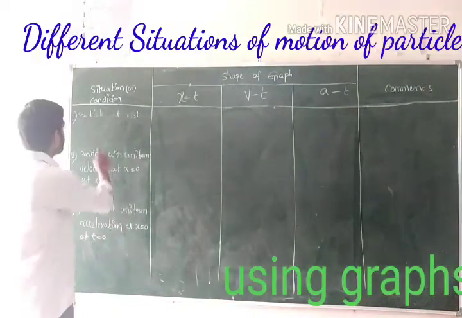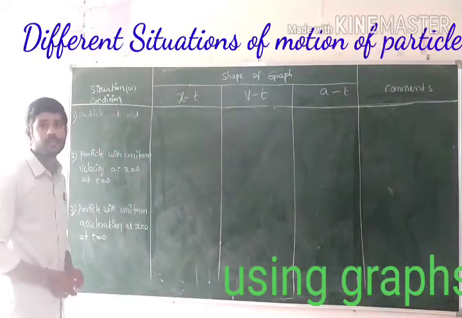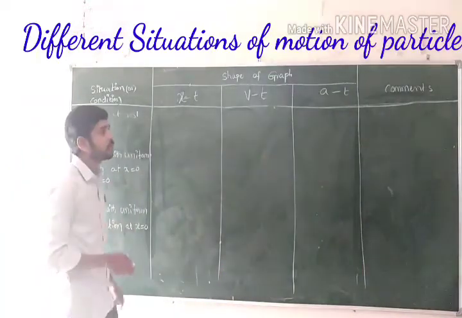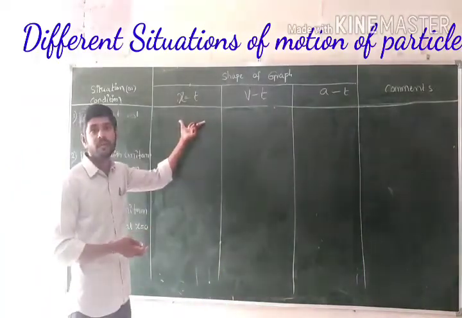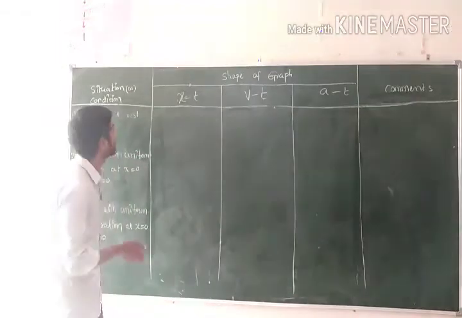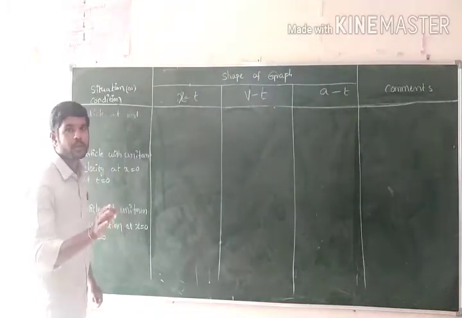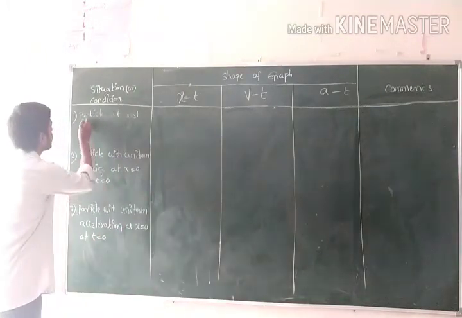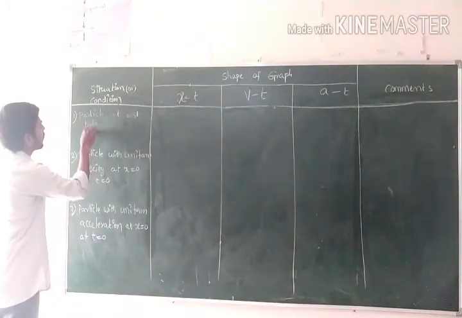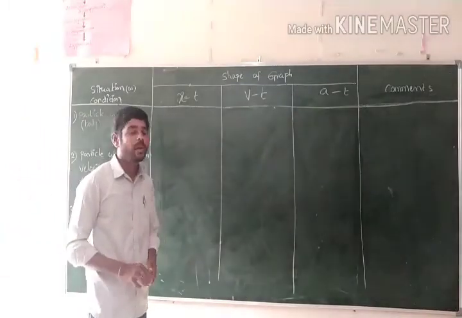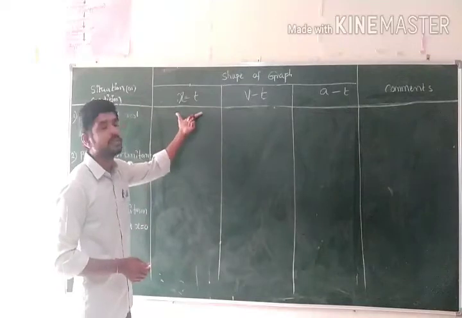So, a particle is at rest. First condition I am taking: particle is at rest. What do we need to draw, and how will the graph come? Let's see. A particle is nothing but a body, a car or whatever. The body is at rest. So how can we derive the graph?